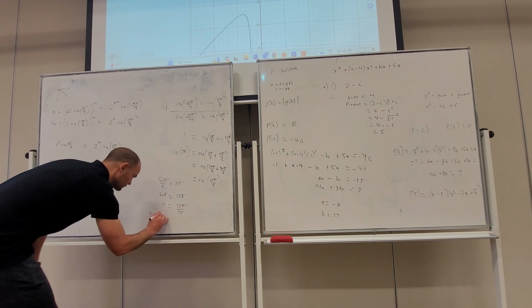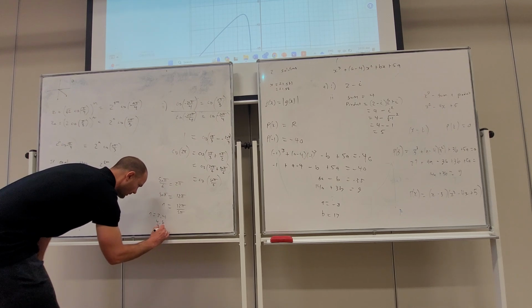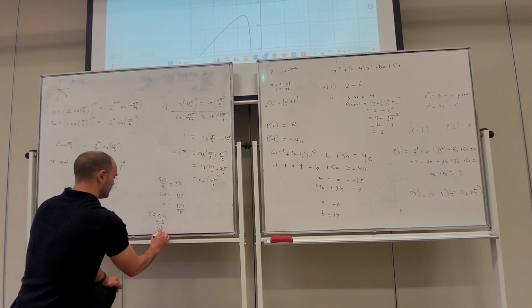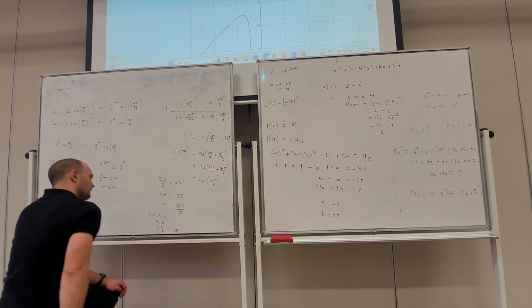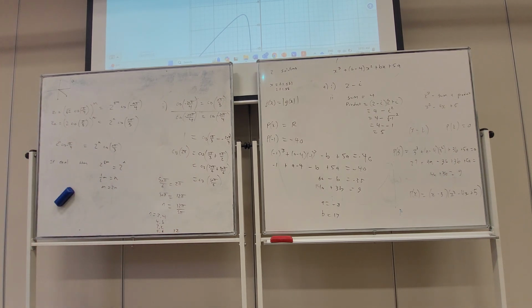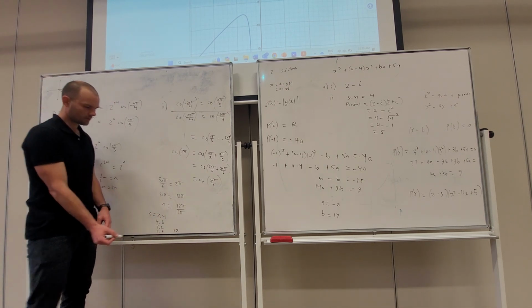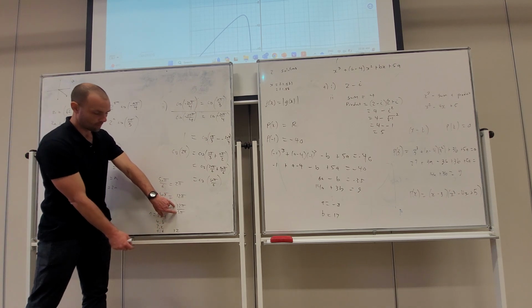So 2.4. The next revolution would be 4.8, 7.2, and then 9.6, and then 12. All right, so n is 12. Let me just explain my reasoning there. This is not an integer value, so I'm asking what the next integer value is that occurs as a multiple of this.